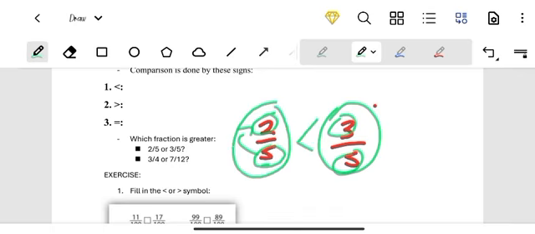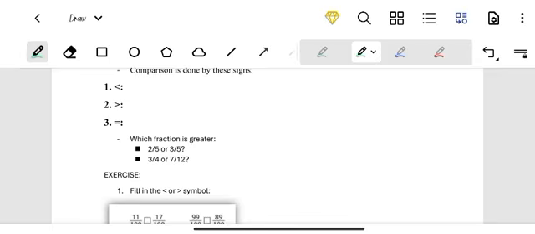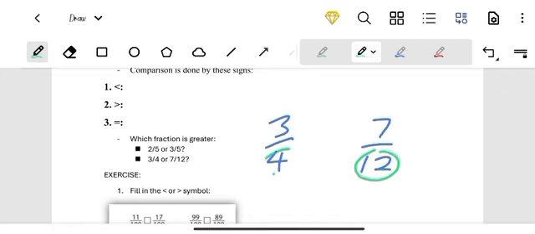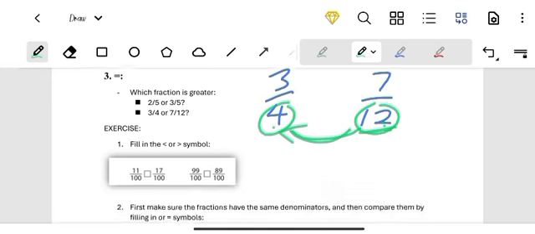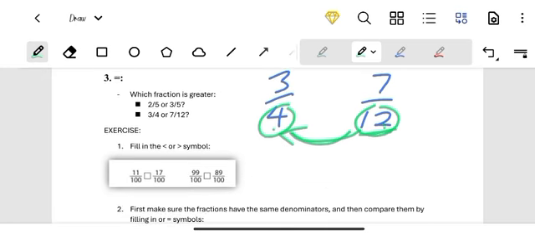Okay, jumping to the next one, we have 3 over 4 and 7 over 12. You check, okay, we have different denominators. What am I going to do? I'm supposed to change these denominators so that they are similar. Let's change it to be similar to 12. You check what they did to 4 to get 12. I think they multiplied by 3. So 4 times 3 gives us 12.